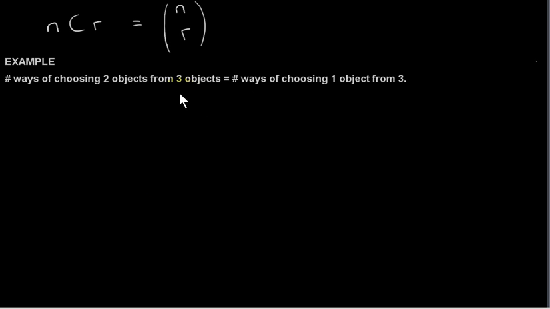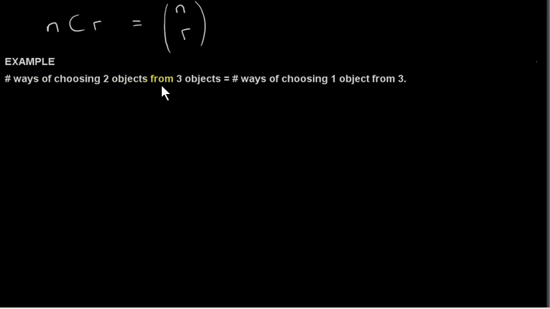From now on, instead of talking about the number of combinations of 3 objects, taking 2 of them at a time, I will talk about the number of ways of choosing 2 objects from 3 objects. So implicit in this statement is that we are talking about combinations of 3 objects taking 2 at a time. We are not talking about permutations.